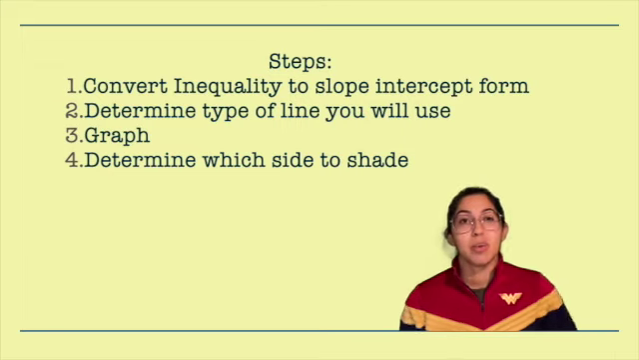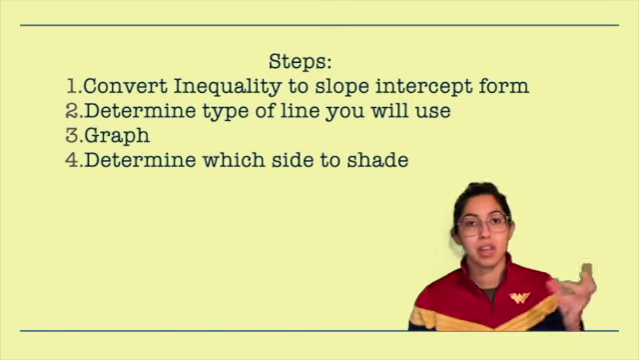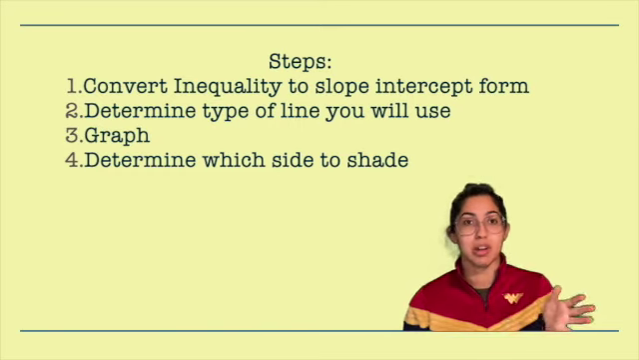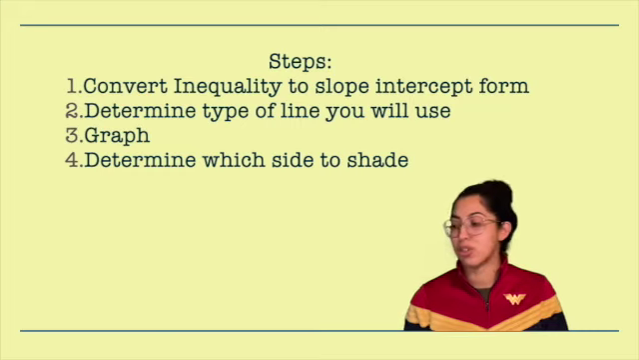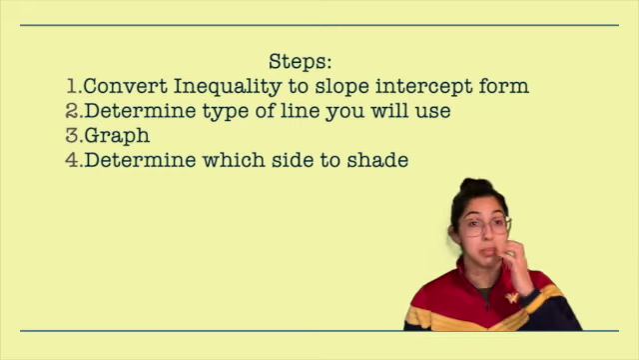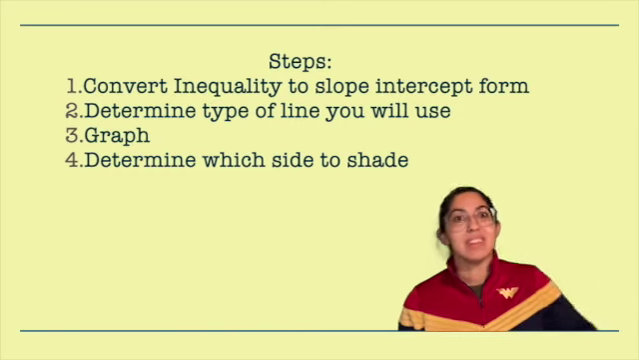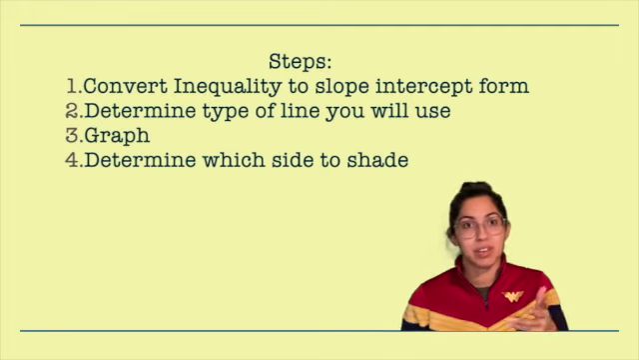Second, you're going to determine what kind of line you're going to use. So a boundary line, just like when we graphed inequalities on number lines, we used an open or closed circle. Now we're going to determine the boundary line. Third step is to graph. And then fourth step, you are going to determine which side to shade, because remember, inequalities represent infinite solutions, not just that one solution like a line would, okay?